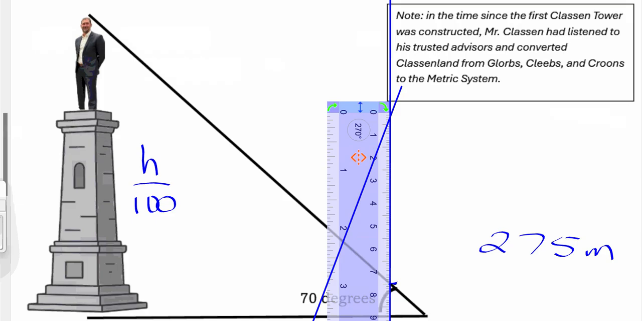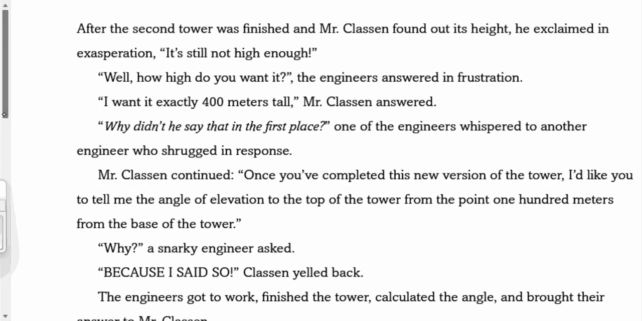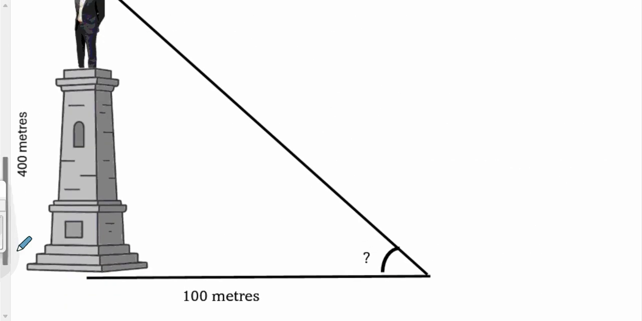Okay. The next question that we didn't get to at all is this one, where Mr. Clausen says the tower isn't tall enough, it has to be taller. And he wants it to be 400 meters tall. So then we know, oh, this is 400 meters, that's 100 meters. What angle is going to give me that? Inverse tangent is what's going to tell me that.